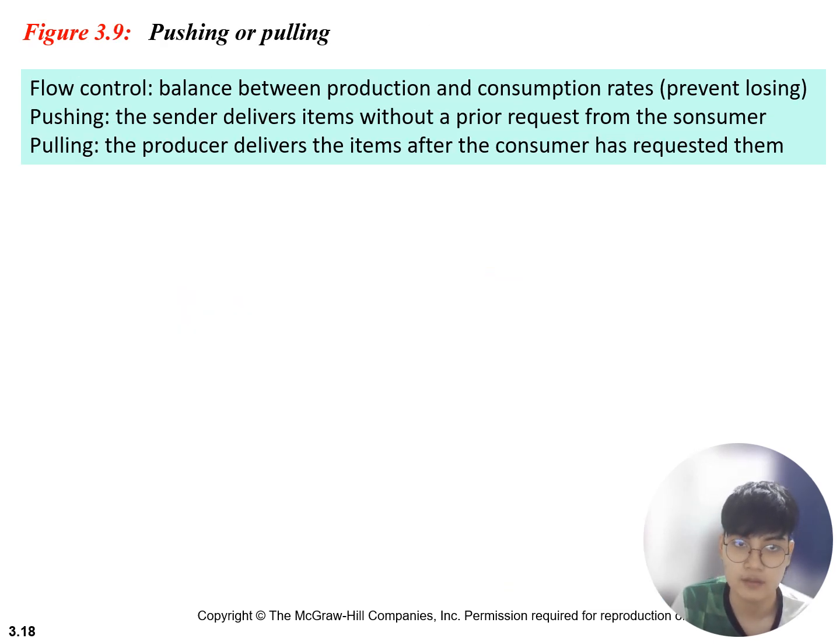Pushing and pulling. Flow control balances the production and consumption rates to prevent losing items. In pushing, the sender delivers items without a prior request from the consumer, and in pulling, the producer delivers the items after the consumer has requested them.